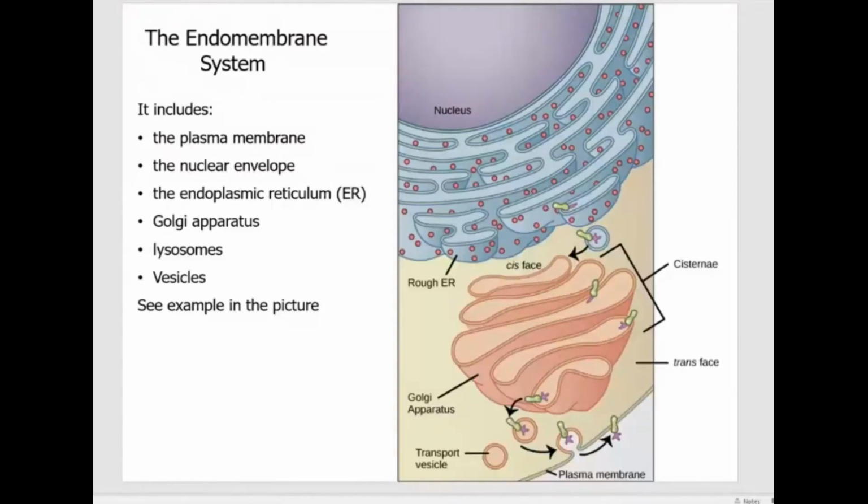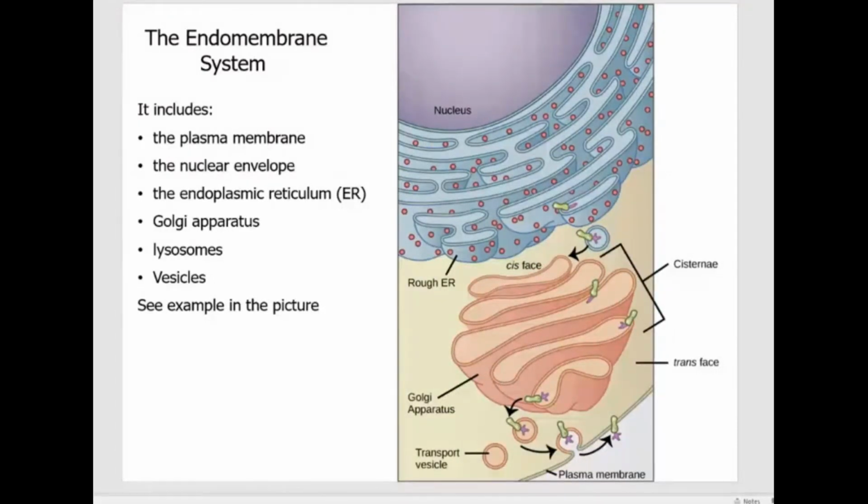We're going to focus on a few structures that are part of the endomembrane system. We have already covered the plasma membrane and the nuclear envelope, so we're going to focus on the rest of the structures as part of the endomembrane system. Now this picture shows you roughly what they look like.